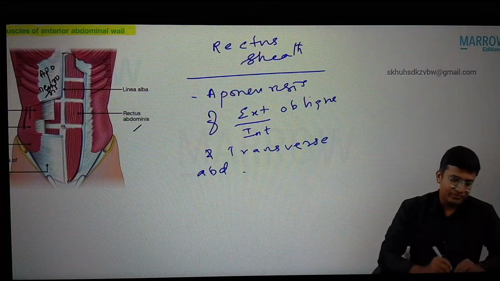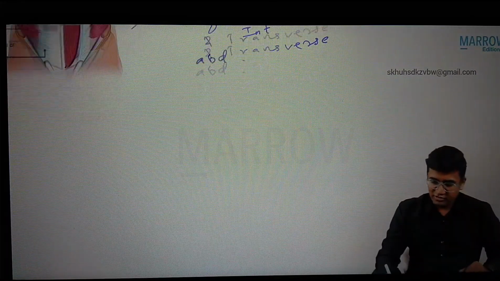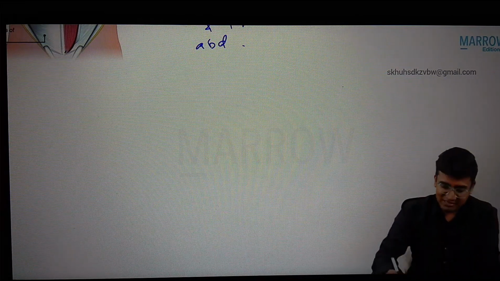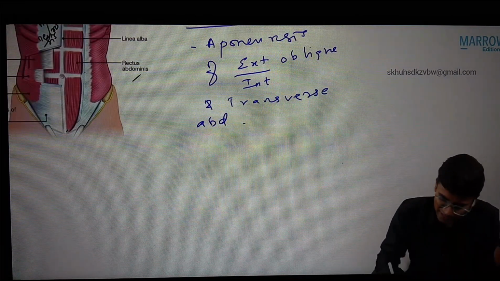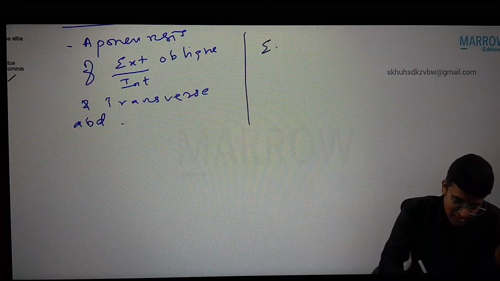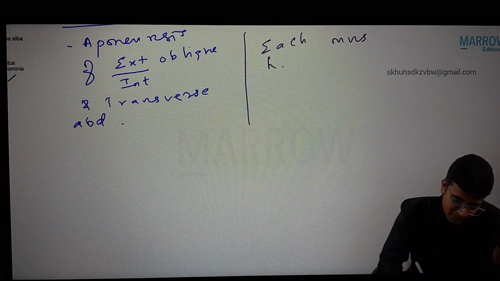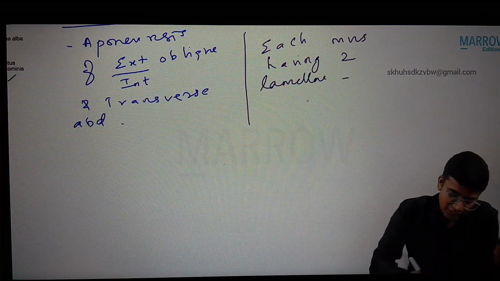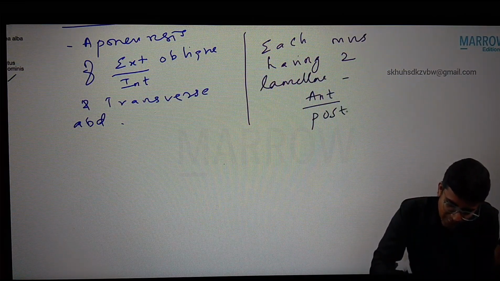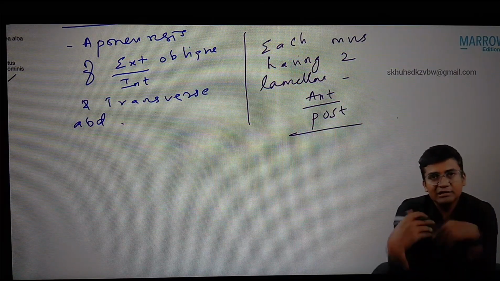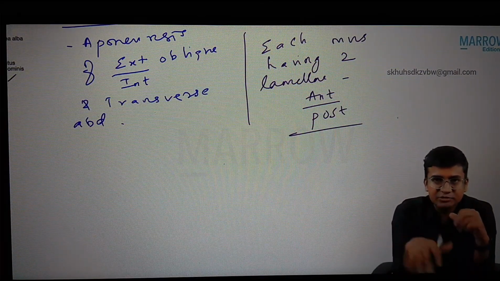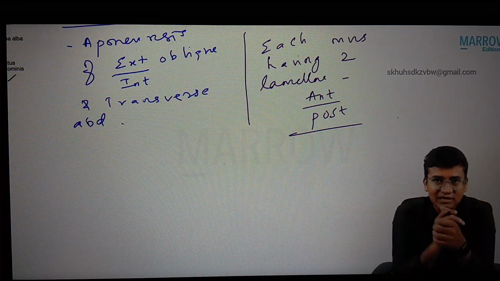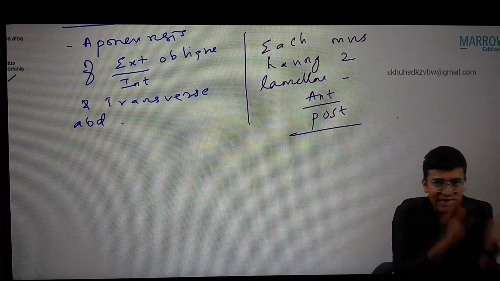Now, come to the diagram. I told you the aponeurosis of external oblique, internal oblique, and the transverse abdominis. Each muscle has two lamellae, two sheets: anterior and posterior. External oblique has anterior and posterior lamellae. Internal oblique has anterior and posterior lamellae. Transverse abdominis again has anterior and posterior lamellae. So each oblique muscle and the transverse abdominis muscle has two lamellae, anterior and posterior.